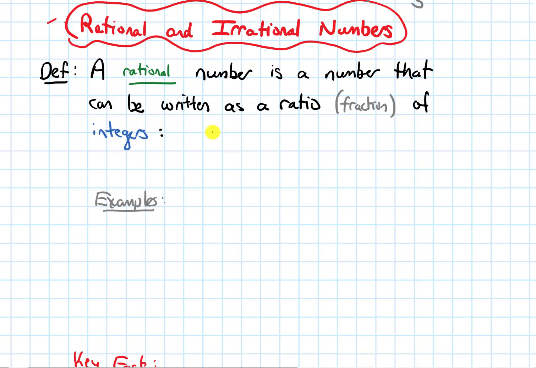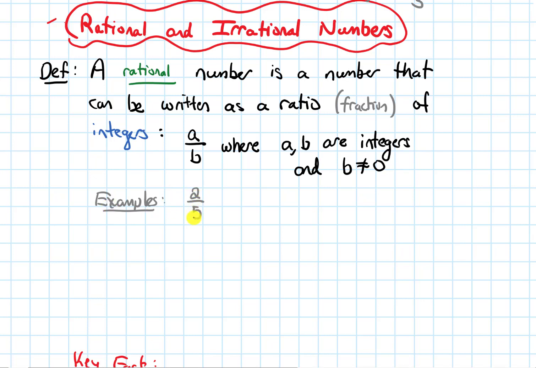So what I mean is I can write it in the form a over b, where a and b are integers. And one extra condition I need is that the denominator of a fraction cannot be 0, so b should not be 0. So let's write some examples. Something like 2 over 5 is rational. It's a fraction. The top and the bottom are both integers, so it's definitely rational.